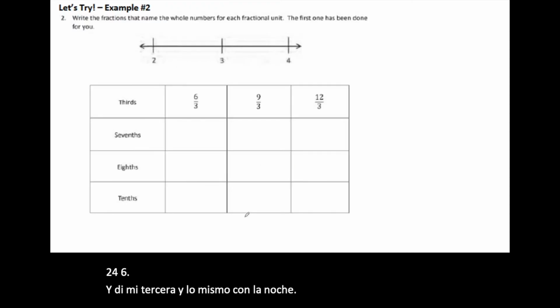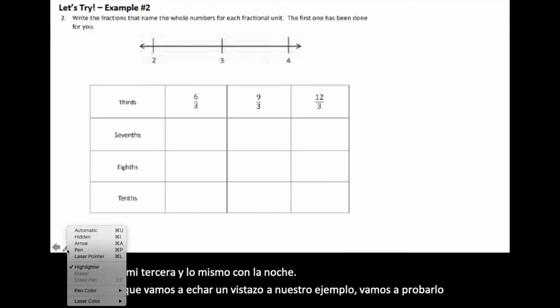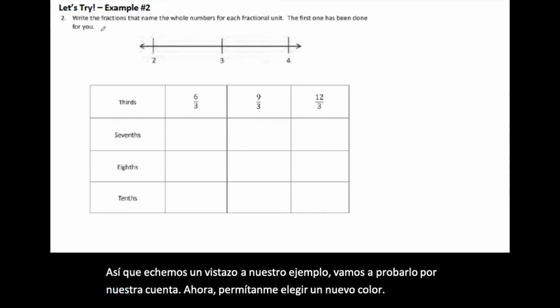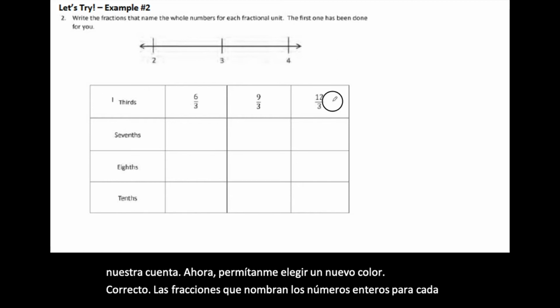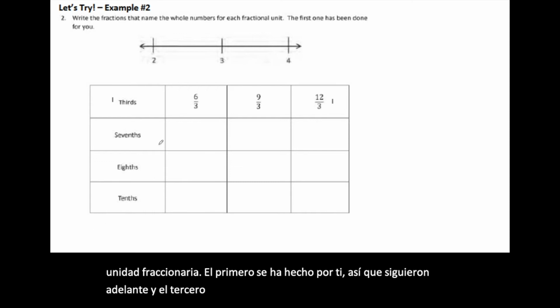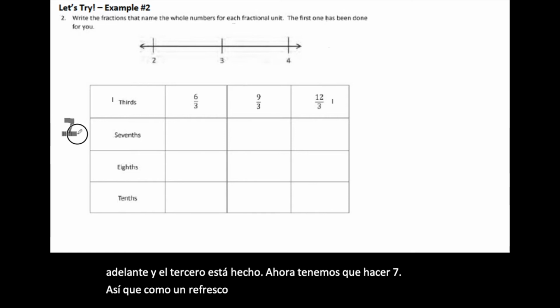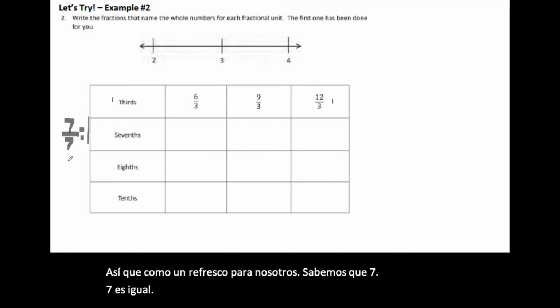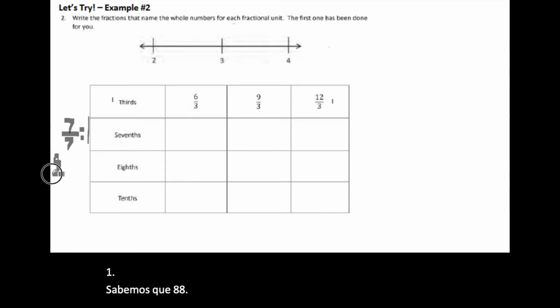So let's take a look at our example. We're going to try it on our own now. Let me pick a new color. Great. Write the fractions that name the whole numbers for each fractional unit. The first one has been done for you. So they went ahead and thirds is done. Now we need to do sevenths, eighths, and tenths. So just as a refresher for ourselves, we know that 7/7 equals 1. We know that 8/8 equals 1 whole. And we know that 10/10 equals 1 whole.